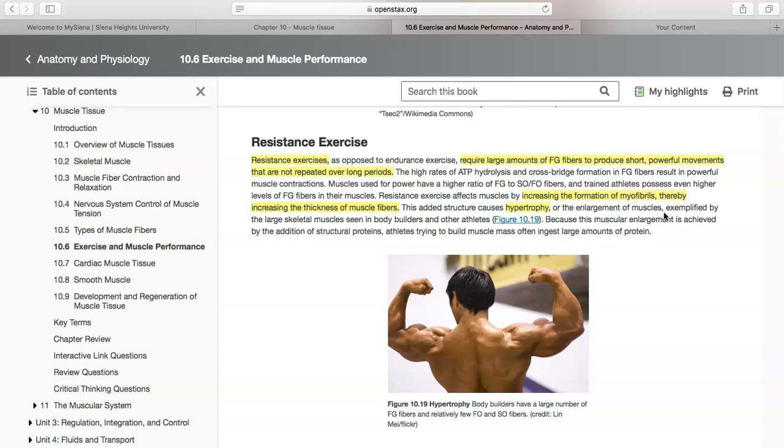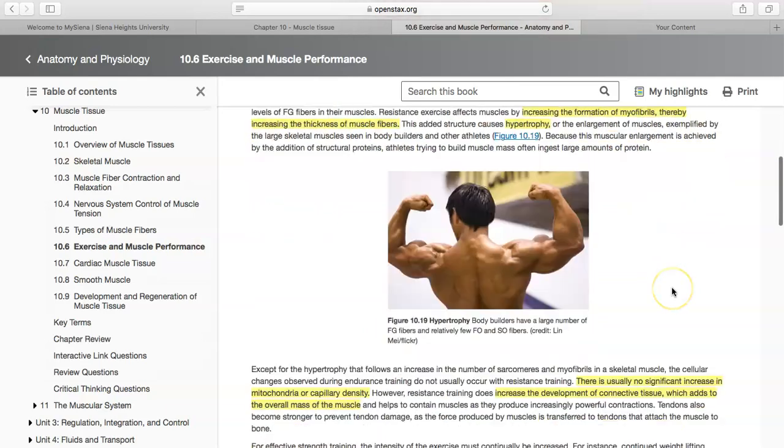So I think it's just interesting to point out that resistance exercise affects muscles by increasing the formation of those myofibrils, and basically what that means is they increase the thickness of the muscle fibers. If you have more myofibrils, the fibers themselves will increase in thickness. This is called, again, hypertrophy. So you can see this bodybuilder right here has built up his muscle mass, and that is called hypertrophy.